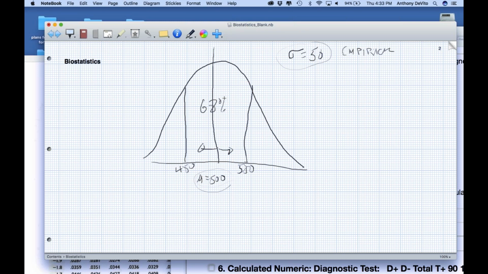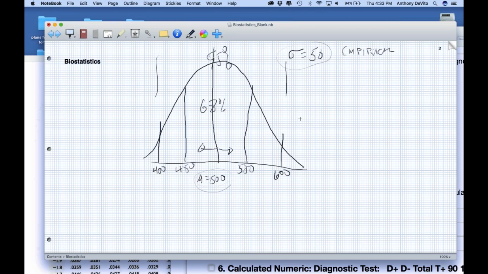450 and 550. Okay, if I went out further to two standard deviations below the mean and two standard deviations above the mean, that would be 2 times 50. So this would be a value of 400, and this would be a value of 600. That would represent 95% of the population, or the probability is 95% that I'd pick somebody between 400 and 600 if I pick someone randomly.